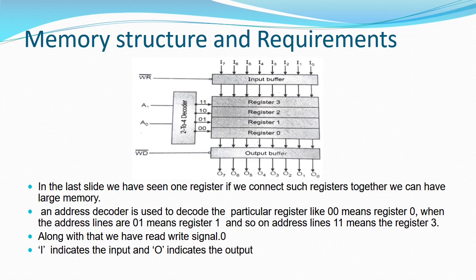Similarly for other locations. So in the case of memory, first of all the address is generated and the data is either read or written on that particular location. So this is how the memory works, whether it is a RAM or whether it is a ROM. The chip select signal is used to select the particular chip.